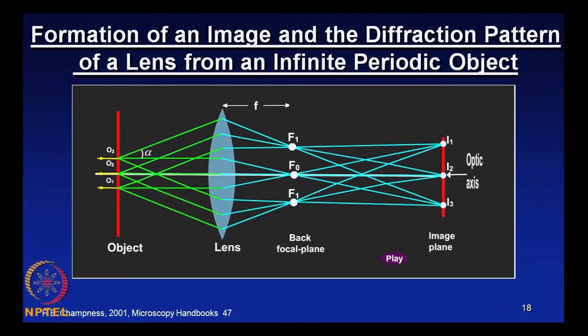So if you go back and see the animation that I showed in the last class, it is very clear that the rays coming from this periodic object, the orifices O1, O2, O3, are all passing through this glass lens, and then you can see that at least two diffracted beams are converging into this image plane to form an image. In this case you have about 1, 2, 3, but Abbe's criterion states that at least two diffracted beams will recombine to form an image.